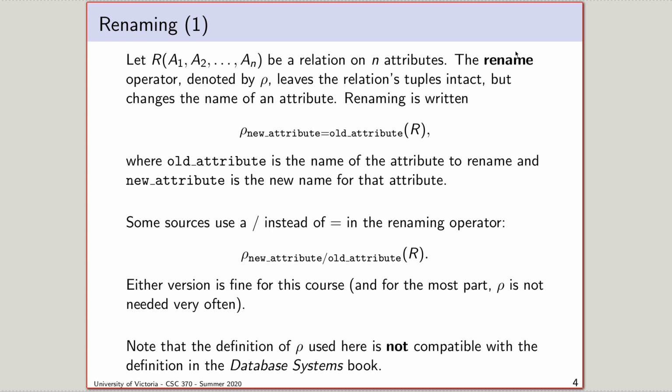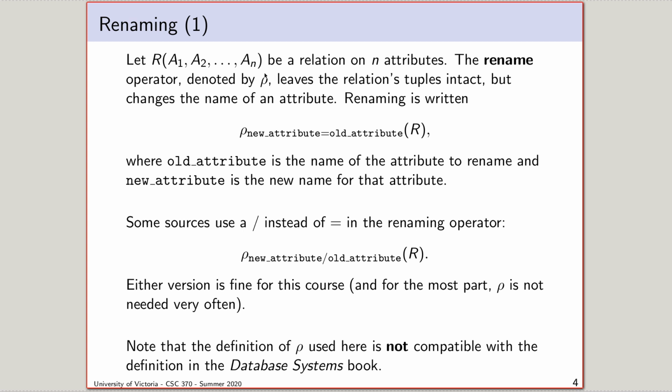So the name of the operator is the rename operator. It is represented by the Greek letter rho. I'm going to keep calling it rho. It does nothing to the relation's tuples. It makes a modification to the relation's schema, so it renames one or more columns.